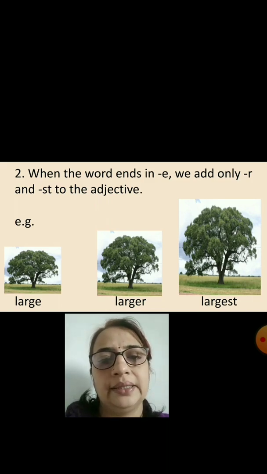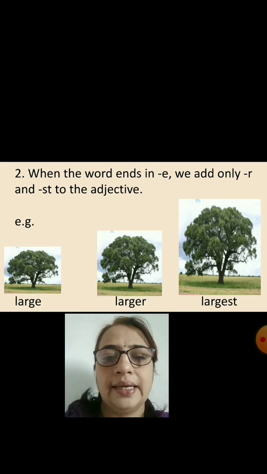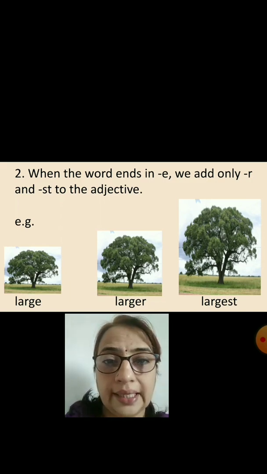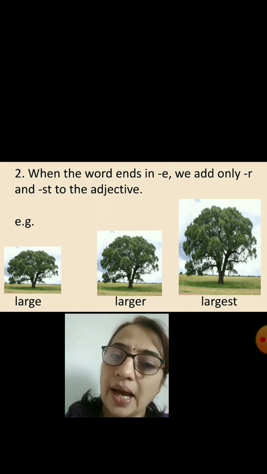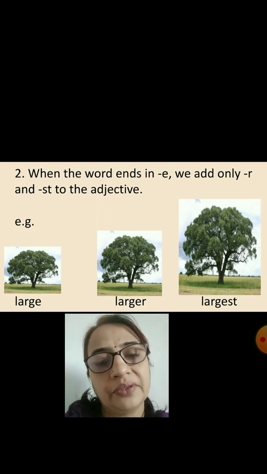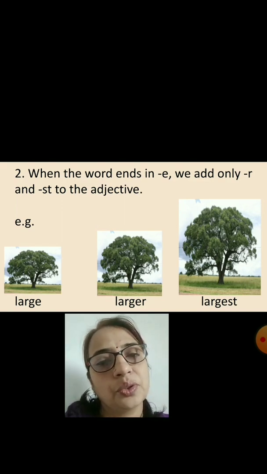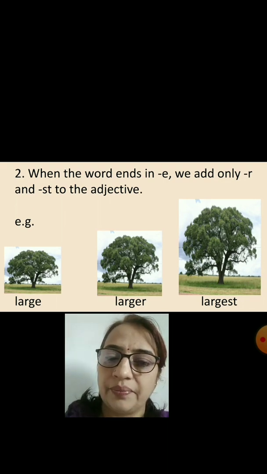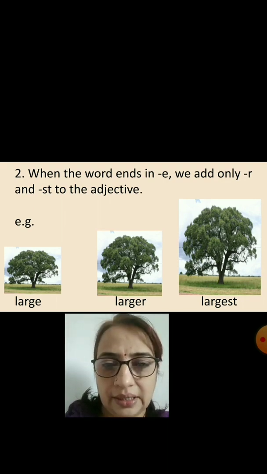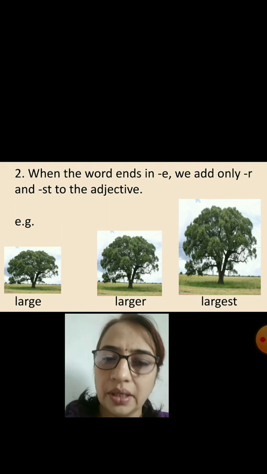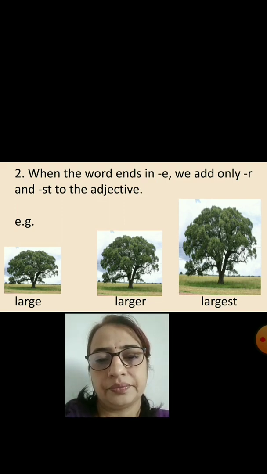Now here we are comparing the trees. Large, larger, largest. And as per rule, the word large is ending in E. So we have added only R to the word to convert it into comparative degree and ST to convert it into superlative degree. So remember children, whenever the word is ending with E, you have to add only R and ST to that word to change its degree.